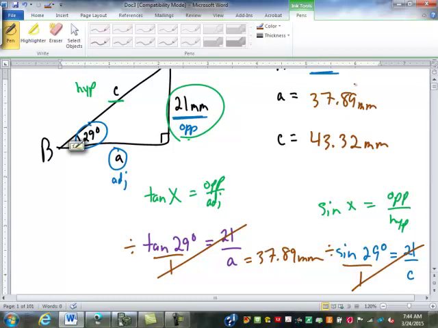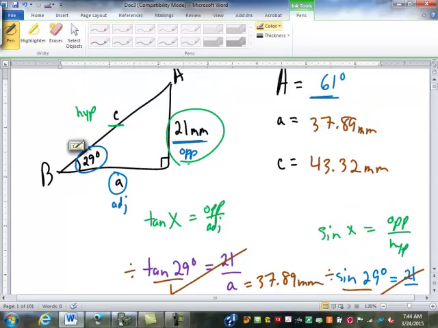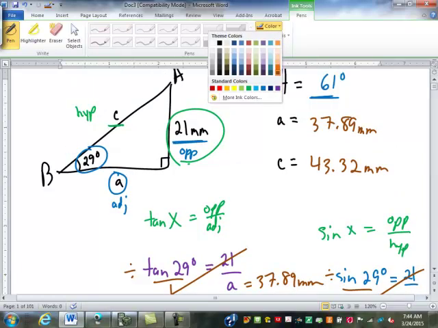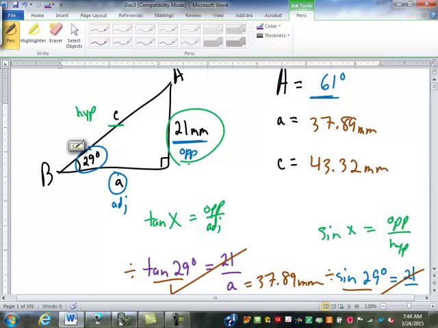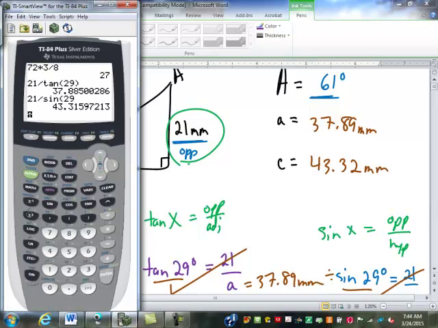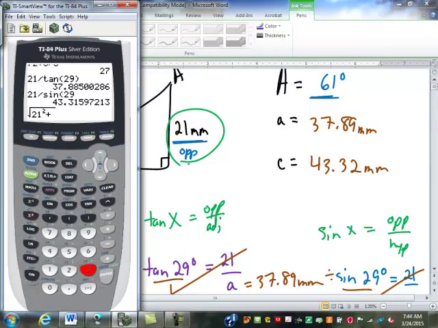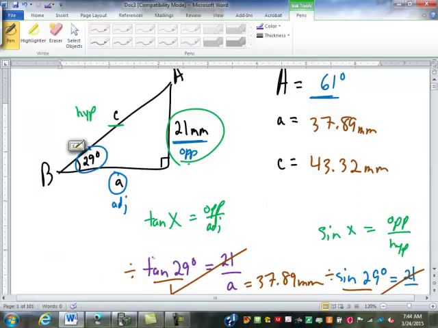And, of course, if we wanted to double check, we do a squared plus b squared equals c squared, right? Well, I'm going to do this. I'm going to do the square root of 21 squared plus 37.89 squared. This better come out really close to 43.32, and it does. So we're good. We're golden.